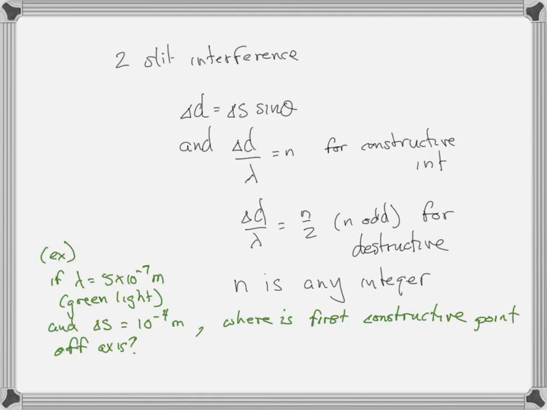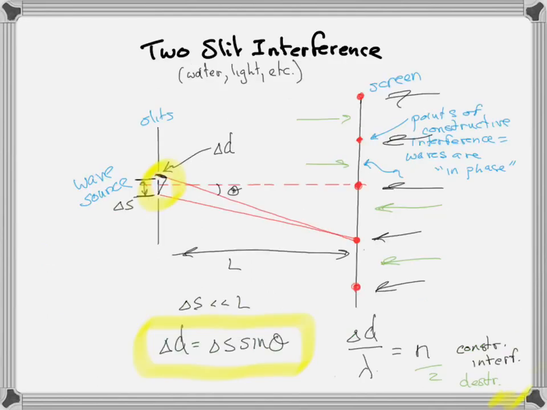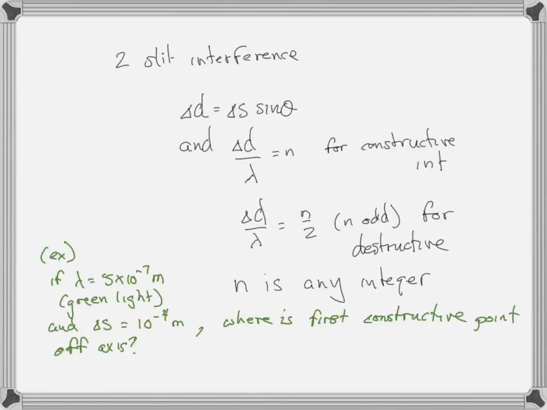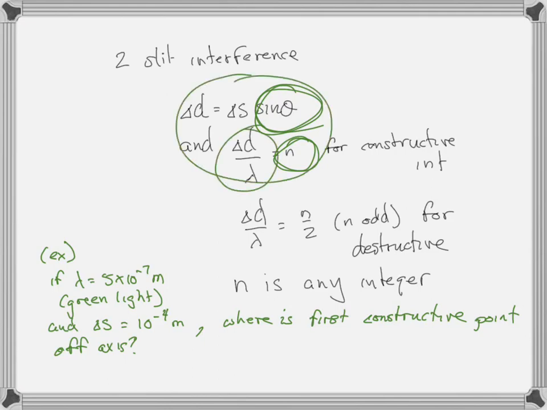And let's see where the first constructive interference point is off axis, right? That's not the center axis, but the first one down that I've drawn in this picture. So let's go ahead and calculate that. I'm going to ask, what is this angle here? I'm going to say the first constructive interference point, n equals 1. So I'm going to use these two equations together and say that delta S sine theta, which is delta D, over lambda equals 1. That's the first constructive interference point. So therefore, sine theta.